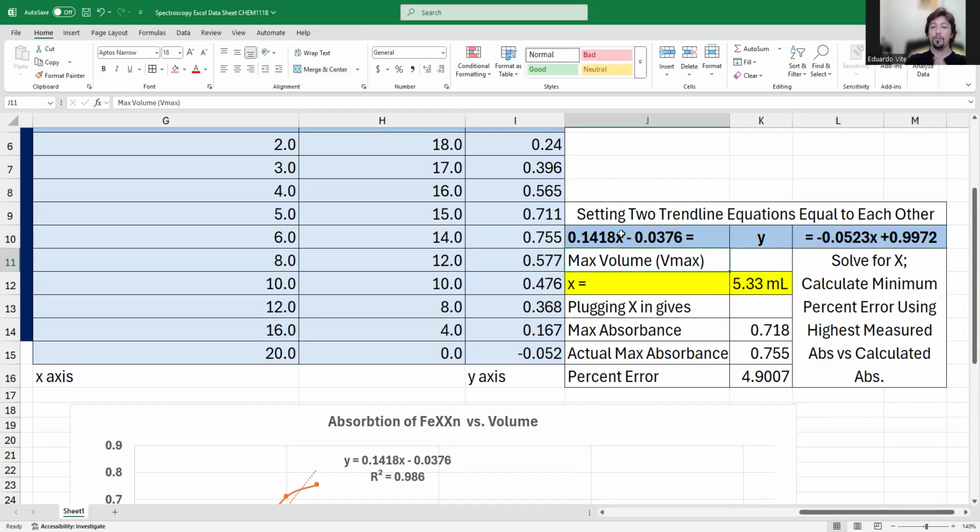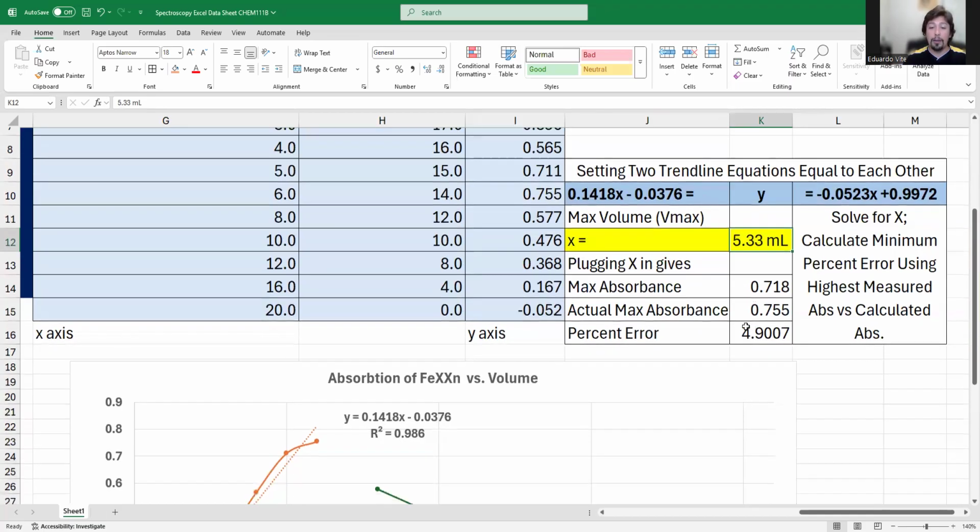If I solve for x, once these two equations have been set equal to each other, I will get what is called my maximum volume, Vmax. That is equal to my x solution, which in this case corresponds to 5.33 milliliters. That is the volume at which theoretically my absorbance should be the highest. All right. So if I take this x value that I just solved for and plug it back into either one of these equations, I get a theoretical maximum absorbance of 0.718, which should happen at roughly this volume.